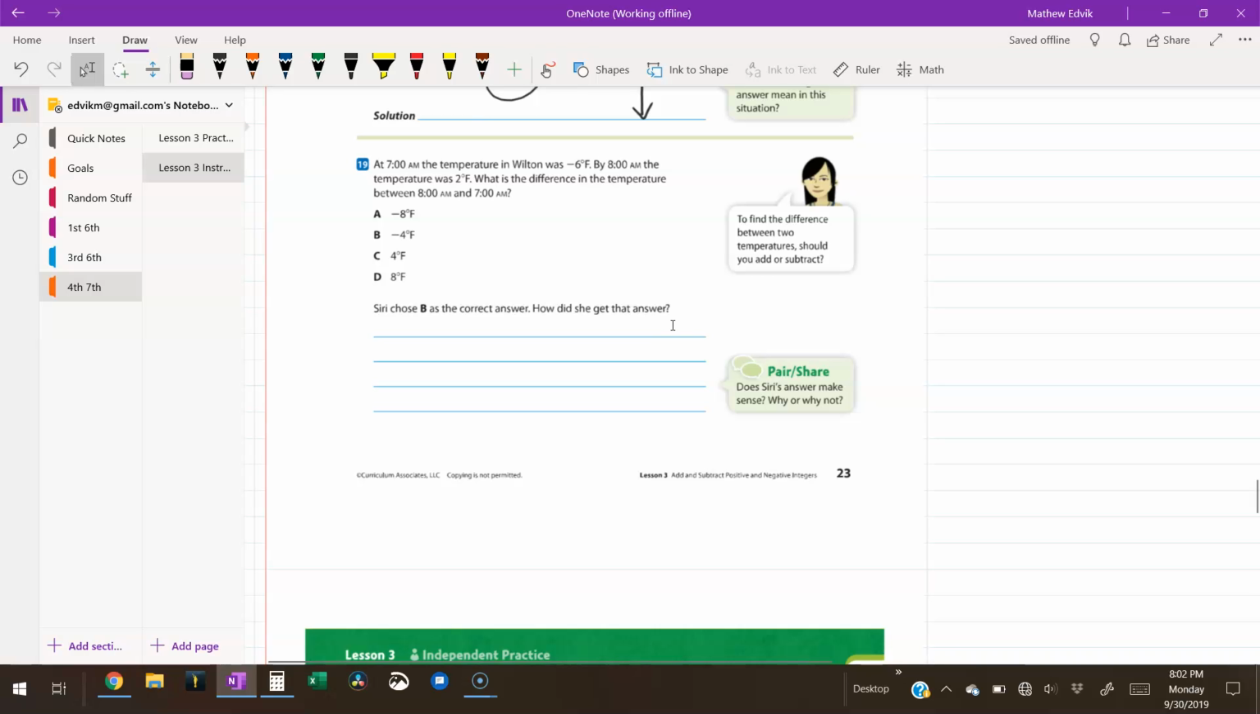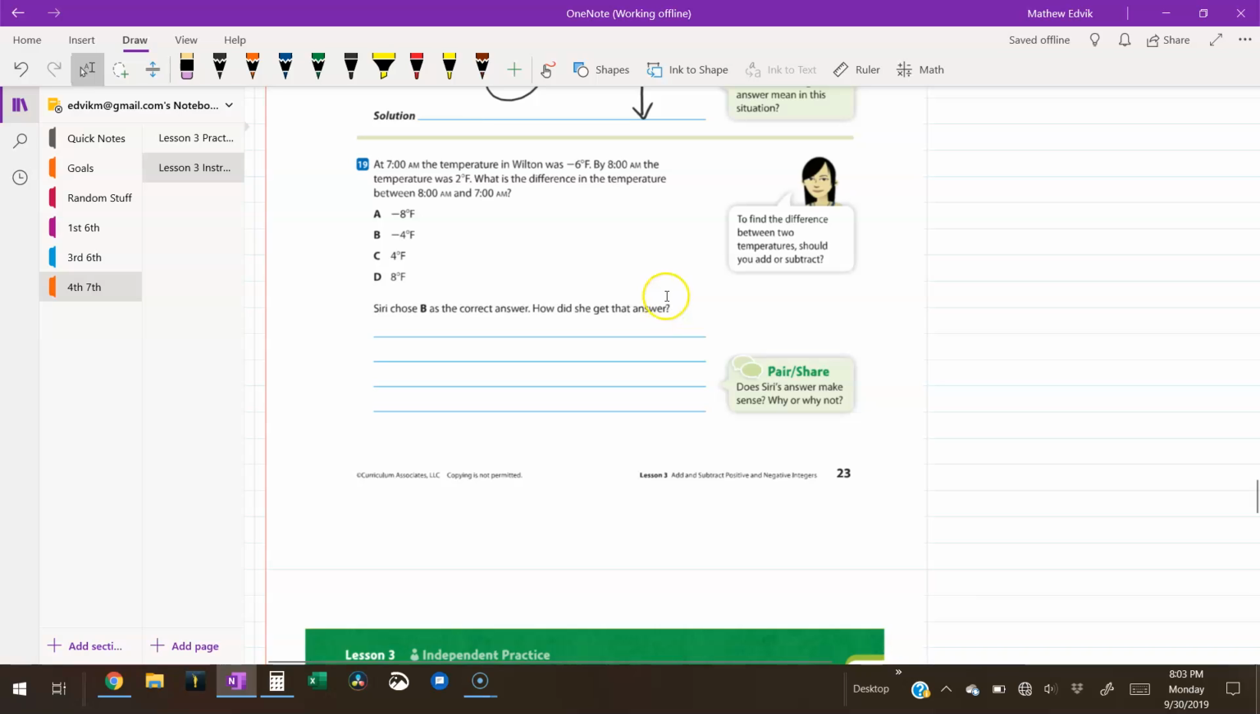At 7 o'clock a.m., the temperature in Wilton was -6 degrees Fahrenheit. By 8 a.m., the temperature was 2 degrees Fahrenheit. What is the difference in the temperature between 8 a.m. and 7 a.m.? Is it -8 degrees, -4 degrees, +4 degrees, or 8 degrees? Siri chose B as the correct answer.